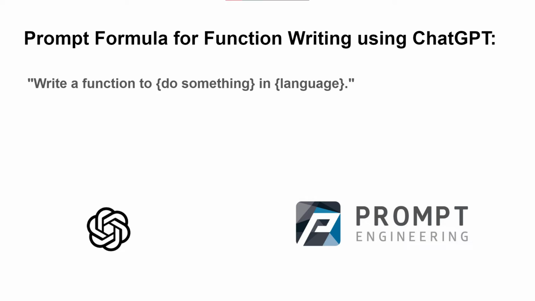So yeah, this will be the prompt formula for generating a function using ChatGPT. First of all, you write a function to do something. You're going to write whatever you want that function to be or whatever you desire to do. And after that, you'll write in language, like whatever language you want that function to be. So yeah, without further ado, let's just demonstrate that with the help of a lab.